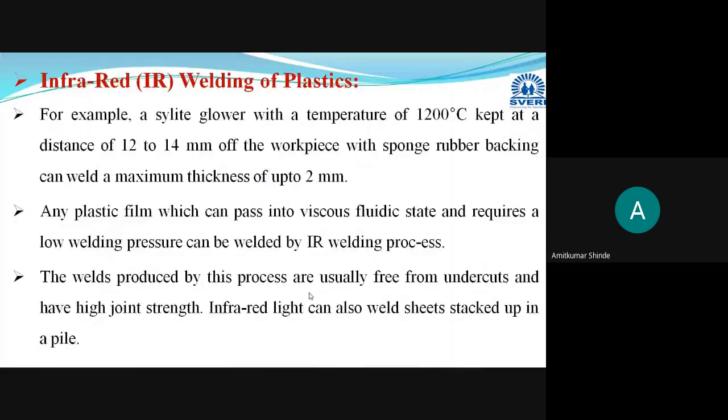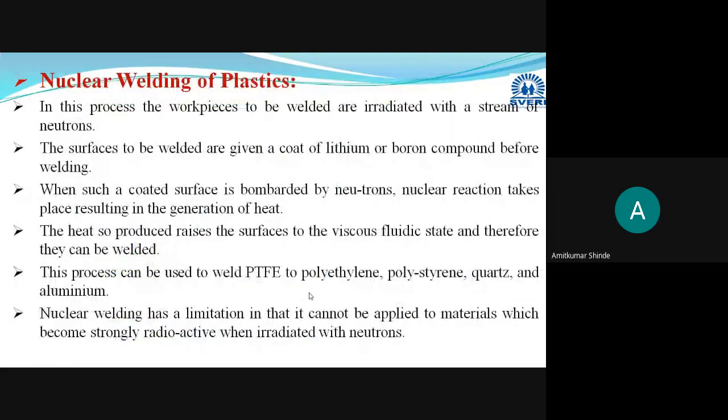Then after infrared welding, nuclear welding of the plastics. Here the component required to be welded is irradiated with a stream of neutrons. Practical examples: PTFE material can be joined to polyethylene, or polymethyl methacrylate material can be joined. So this is the nuclear welding of the plastics. In this way, this chapter, welding of the plastics, is completed.